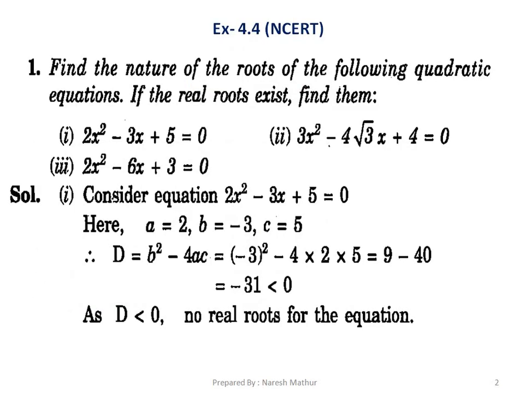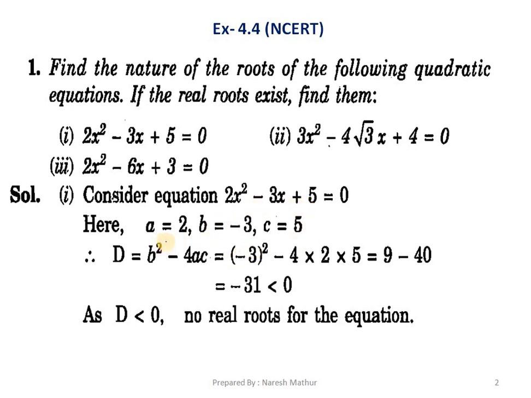Right, now the first question says, find the nature of the roots of the following quadratic equations. If the real roots exist, then find them. This is quite similar to the previous exercise. We need to find the roots. First we need to find the existence of the roots, or we have to tell the nature of the roots also. So we are given an equation 2x square minus 3x plus 5.